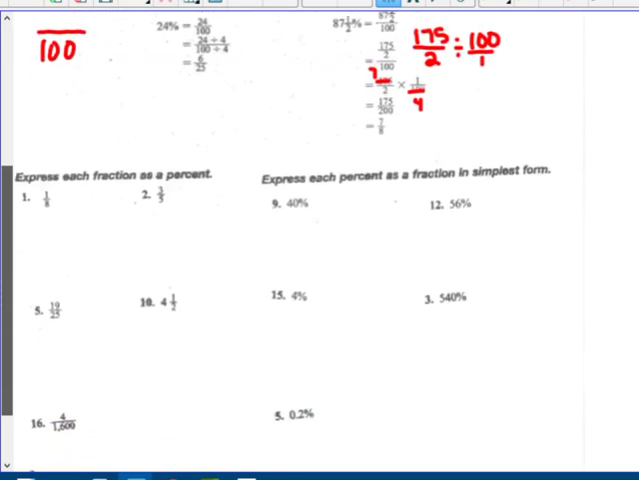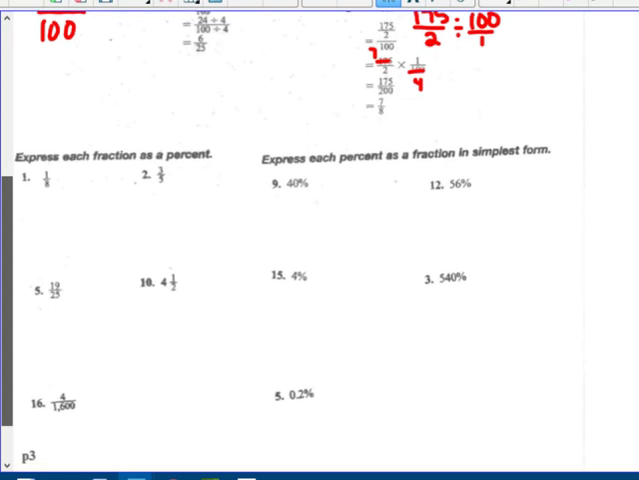Express each fraction as a percent. So I could do the division method, 1 divided by 8, and slide it over 2, or I can do the proportion method and cross multiply. So 8x equals 100. So dividing by 8, I get that x equals 12.5%. And I'm not going to have enough room to do all of them.